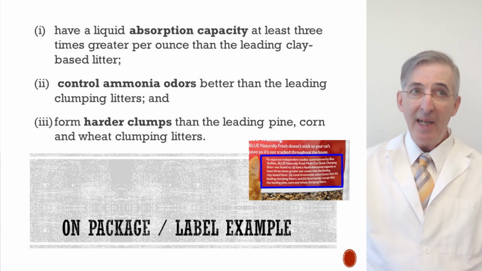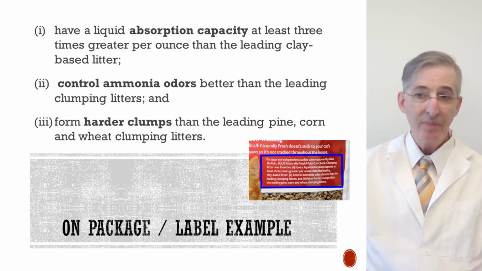Well, they're basically saying, if we're going to go by standardized tests, I need a standard for clay litters that talks about their absorption. We also need a standard that talks about ammonia odors, and this is for clumping litters. And lastly, we would need a standard to show harder clumps: the clumps take a greater force to break, or however we define harder, than pine, corn, and wheat clumping litters.